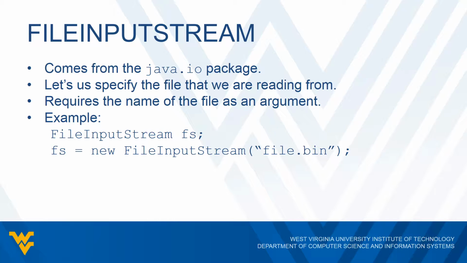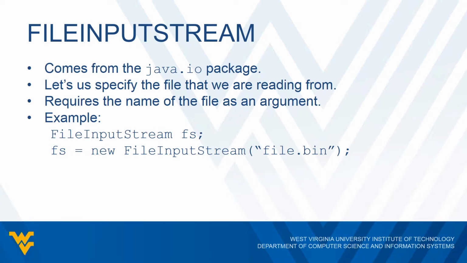And this is pretty much the same example as file output stream, except we just have the word input instead of output. So the first line is going to create a reference variable to file input stream. And then the second line is going to create an object where we're going to say that we're reading from the file.bin binary file. And then we take the address of that object and we store it into fs.